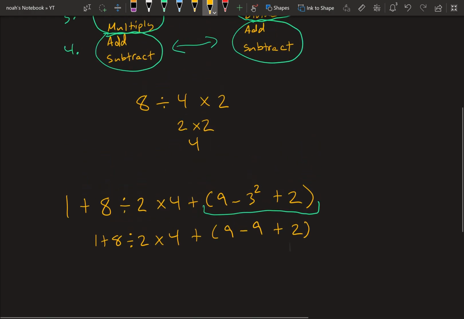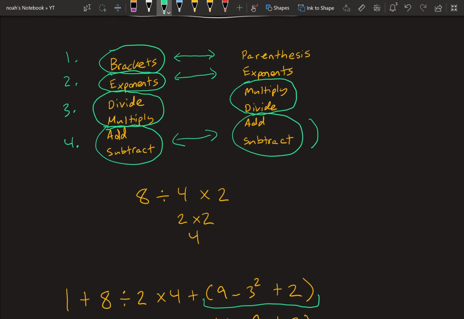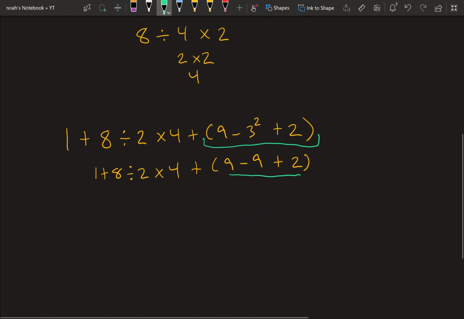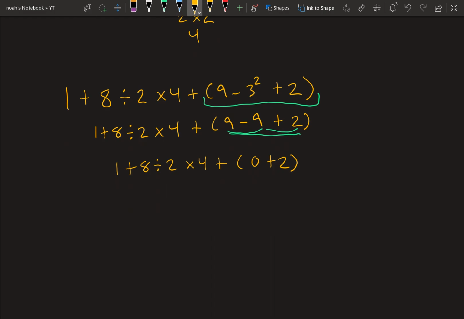And then next, we have minus and plus right here. But again, it doesn't matter what the order of it is in here. We're just going to do add and subtract from the left to the right. So we're going to start with this operation first, then this. So we have 1 plus 8 divided by 2 times 4 plus 0 plus 2. And then we would do the 0 plus 2 to finish off the brackets, which would get us 2.